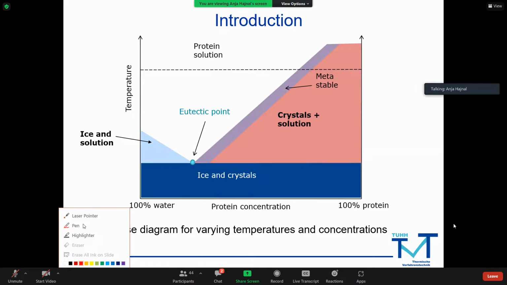Just a second, so I open the pointer. All right, you should now see my red dot.